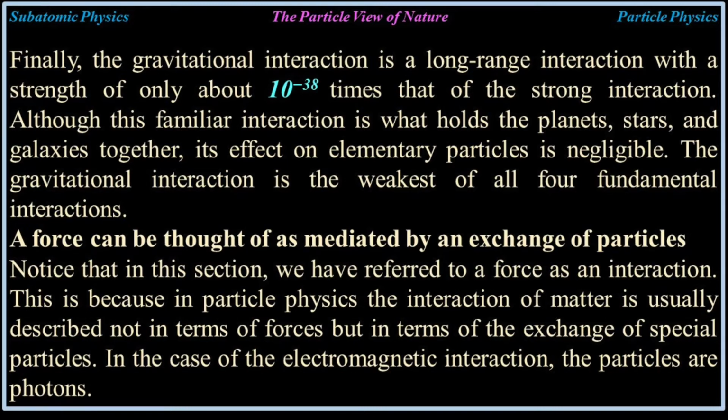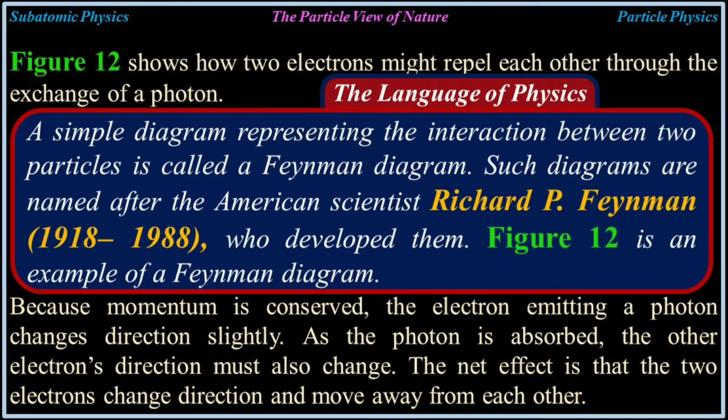This is because in particle physics the interaction of matter is usually described not in terms of forces but in terms of the exchange of special particles. In the case of electromagnetic interactions, the particles are photons. Figure 12 shows how two electrons might repel each other through the exchange of a photon.